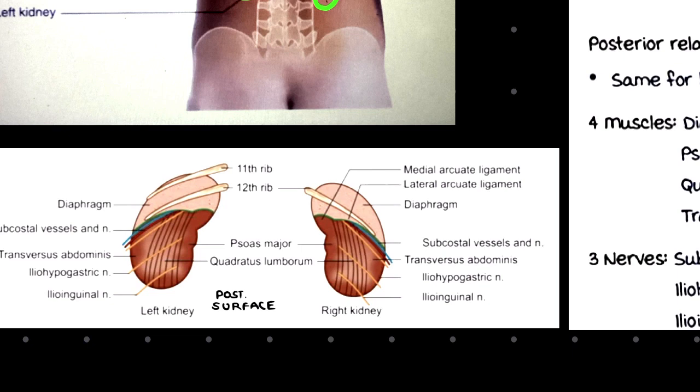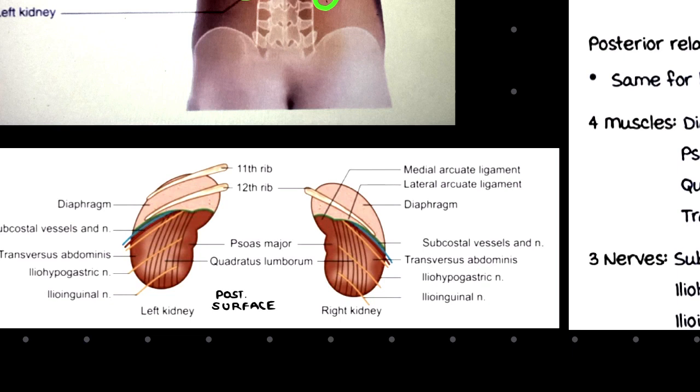As you can see, this is our left kidney and this is our right kidney, since we're talking about the posterior surfaces. Now here the left kidney has gone up to the 11th number rib, but the right kidney just ended up at the 12th number rib. Now let us talk about nerves related to kidney.